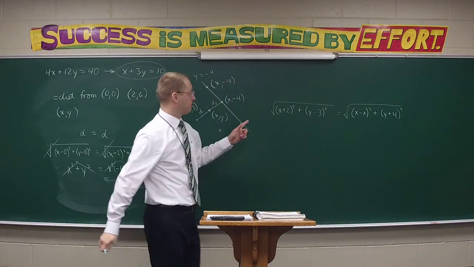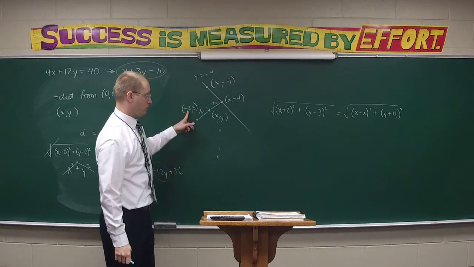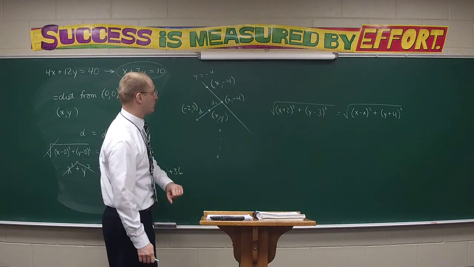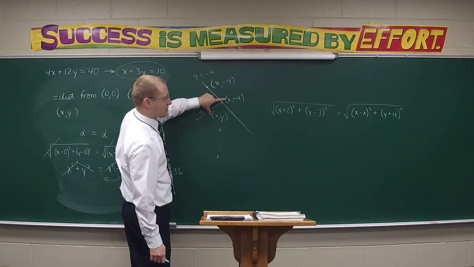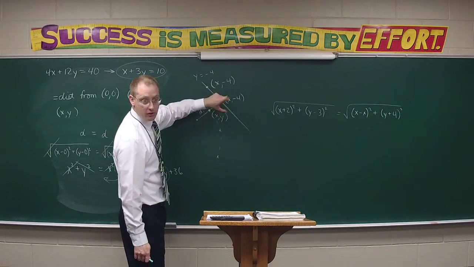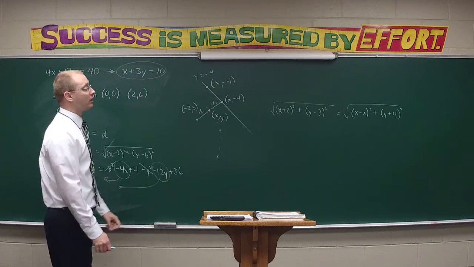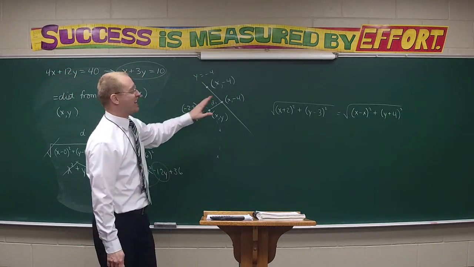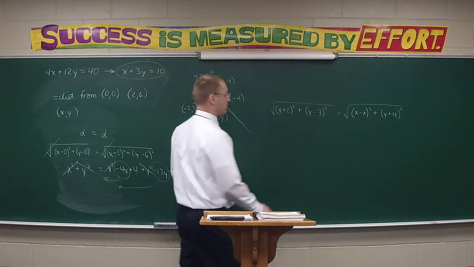Do we start this way? The square root of x plus 2 squared plus y minus 3 squared equals the square root of x minus x squared plus y plus 4 squared. On this, I had an x minus 2 at the start instead of the negative 2. I got you. So minus the negative gives the positive.